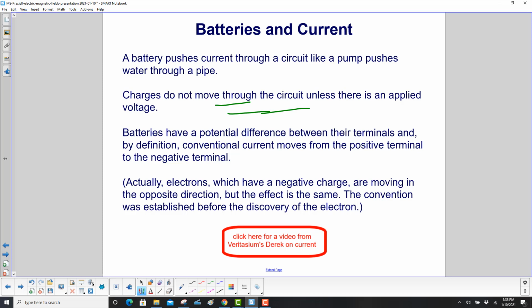Batteries have a potential difference between their terminals, and by definition, conventional current moves from the positive terminal to the negative terminal. Conventional current, that's what it's called by electrical engineers. Actually, electrons, which have a negative charge, are moving in the opposite direction of the conventional current, but the effect is the same. That convention was established before the discovery of the electron, and we've just kind of kept it.